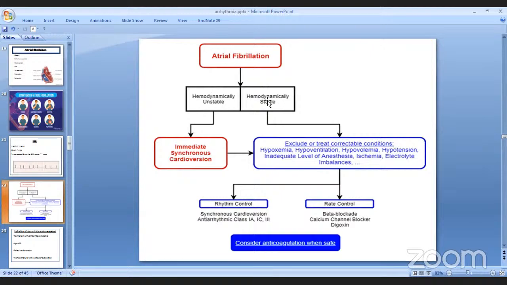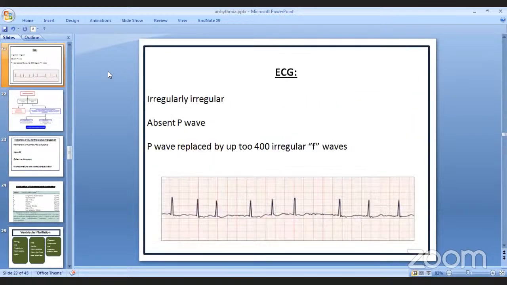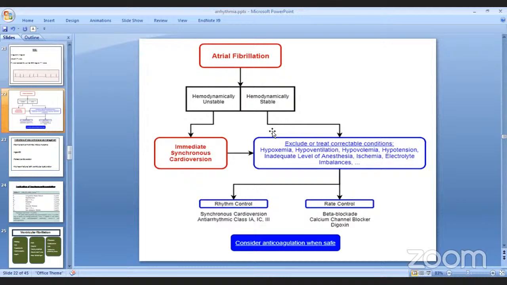...in the unstable patient, there is nothing of that. If the patient is stable, then first what can we do? We can exclude or treat correctable conditions. So what are these conditions? This could be anything. For example, hyperthyroidism can cause atrial fibrillation. Hypovolemia can also lead to atrial fibrillation. Hypoventilation can cause it. If there is ischemia, obviously we can do something to ablate the ischemic region that is firing autonomously. If there is electrolyte disturbance, we can correct that before directly giving shocks to the patient. We can exclude or treat the correctable condition. Then afterwards, what can we do? There are two categories of treatment: one is rhythm control and the other is rate control. In rhythm control, again, what do we do? Cardioversion.